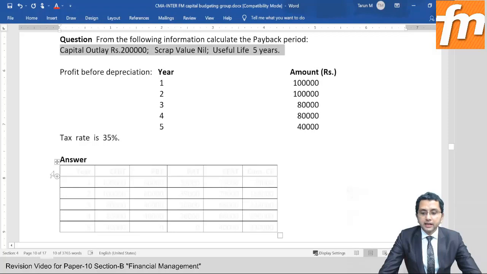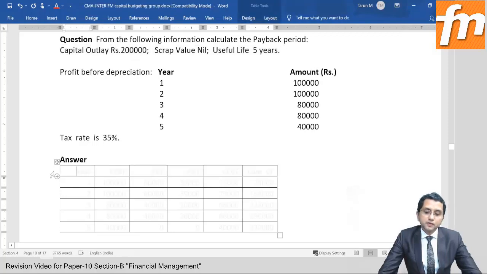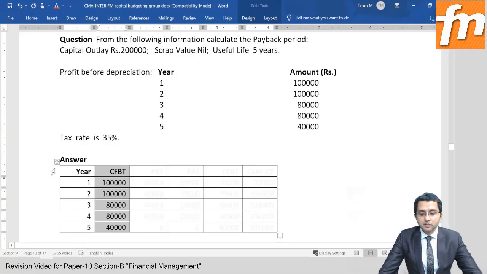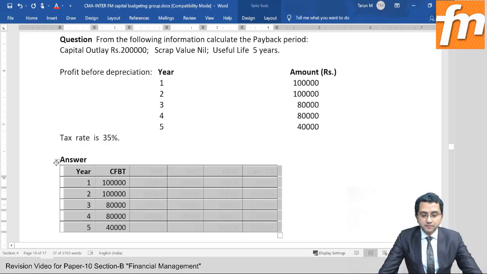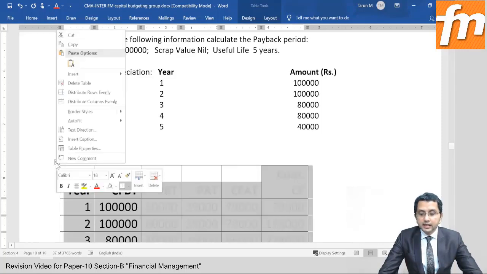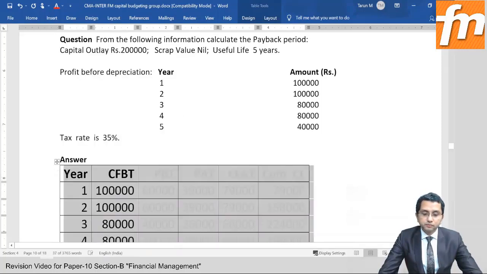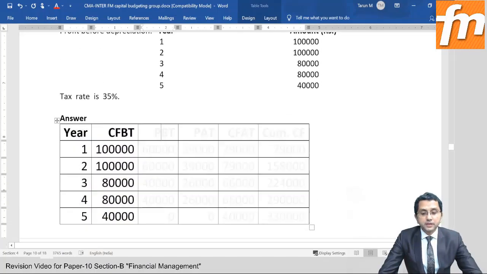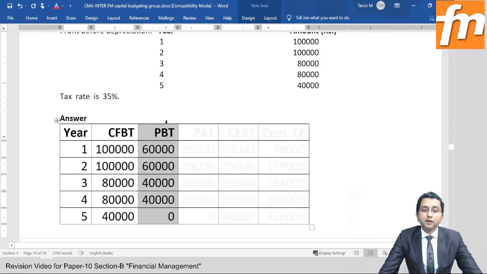Look, I'll make a table like this. First of all, I'll make a column for years: Year 1, 2, 3, 4, 5. Then I'll put CFBT as given in the question: 1 lakh, 1 lakh, 80,000, 80,000 and 40,000, right? And thereafter, what do I do? I'll deduct depreciation of 40,000 rupees to arrive at profit before tax. If I deduct 40,000 rupees, it will be 60, 60, 20, 20 and 0.